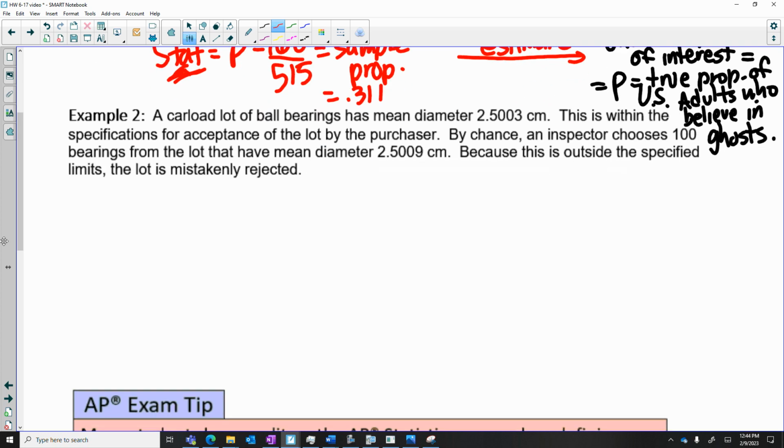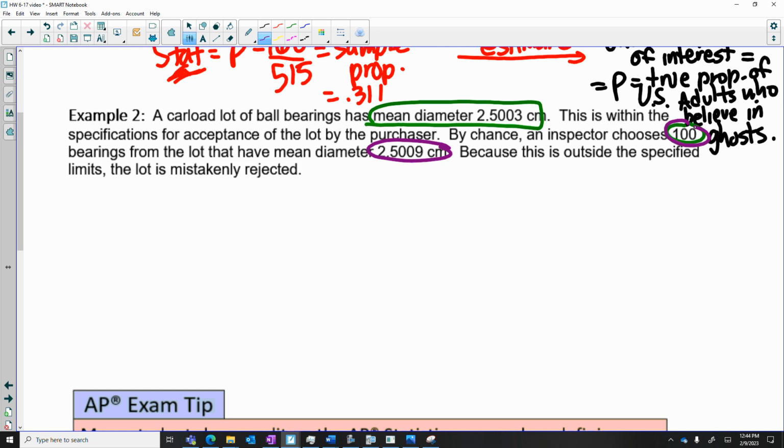Number two, our carload of ball bearings has a mean diameter, let's underline that, of 2.5003. Notice we're using the word mean here now. This is within the specifications for acceptance of a lot by the purchaser. By chance, an inspector chooses 100 bearings, so randomly, from the lot, and they have a mean of 2.5009 centimeters. Because this is outside the specified limits, the lot is mistakenly rejected.